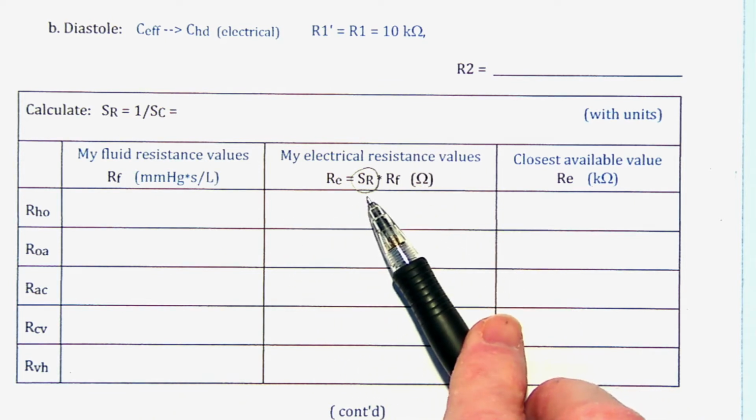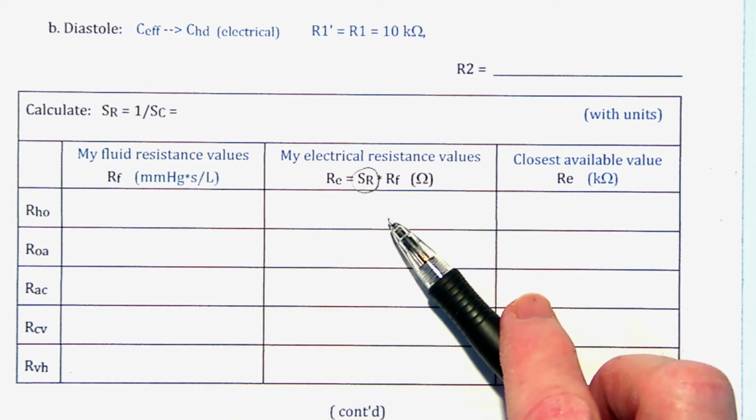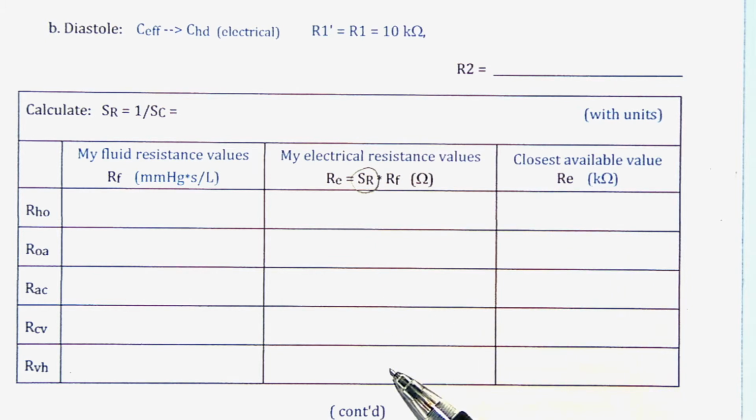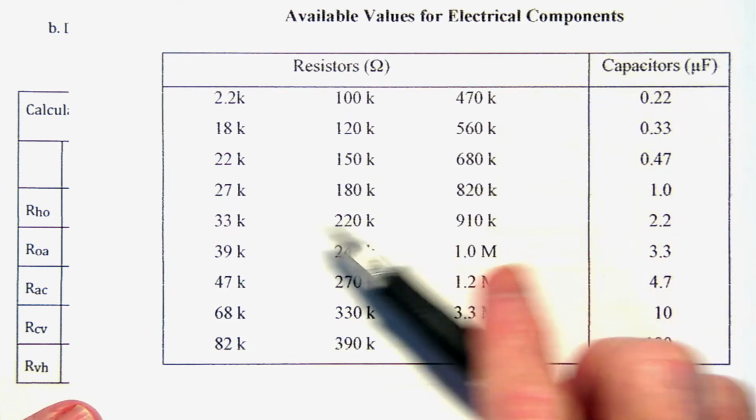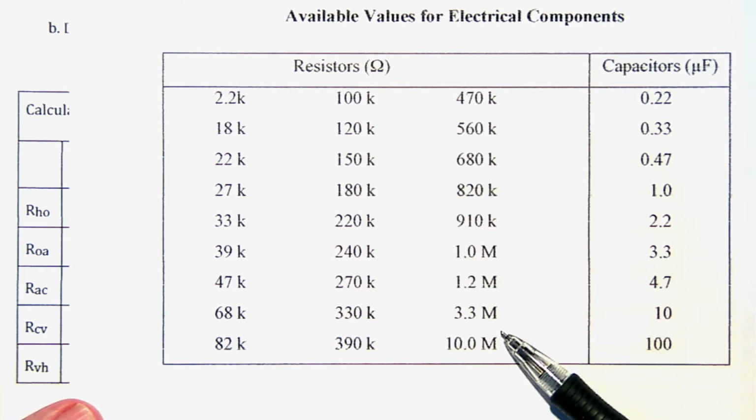and then multiply all of your fluid resistance values by that S sub R to get your electrical resistance values in ohms right here. But once again, those values are going to be all over the map, and to be realistic, let's assume we're in an electronics lab that only has these resistors here in kiloohms or even megohms.